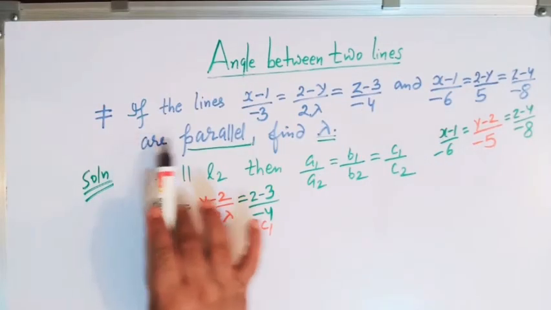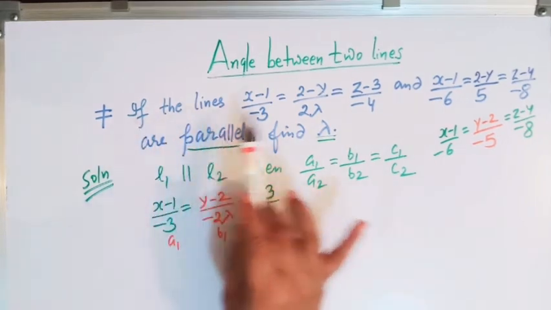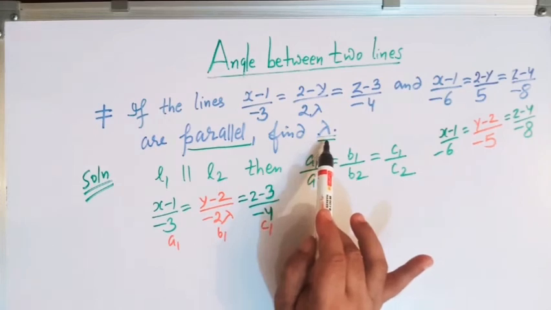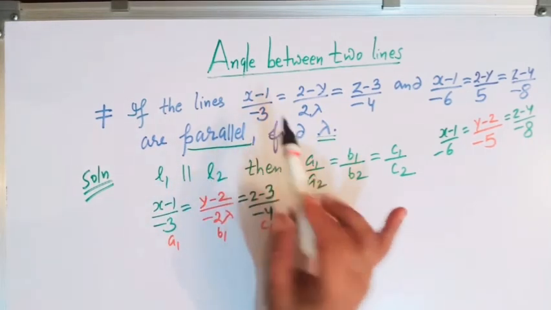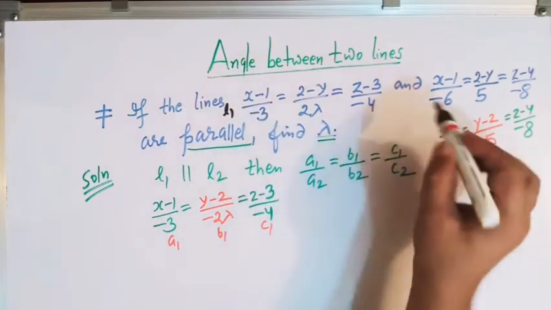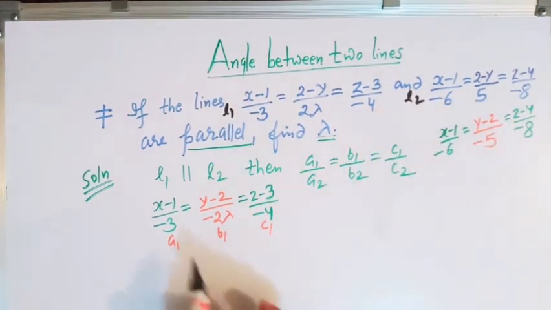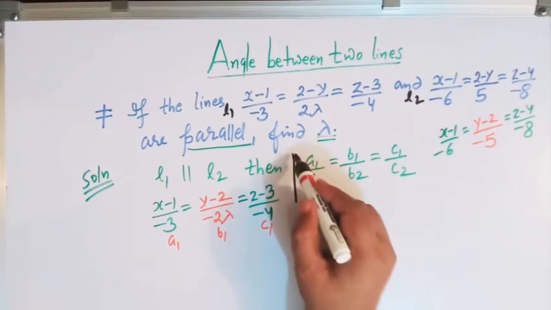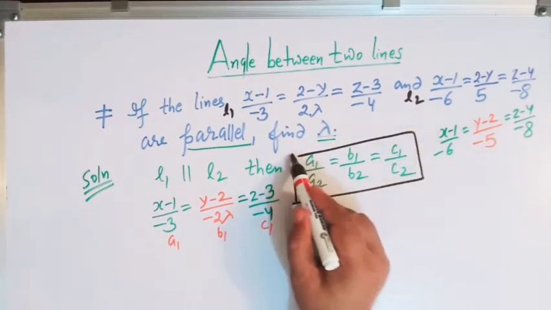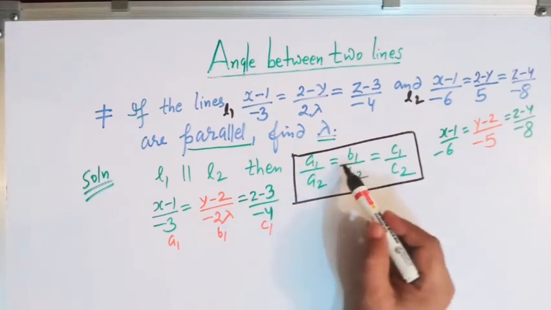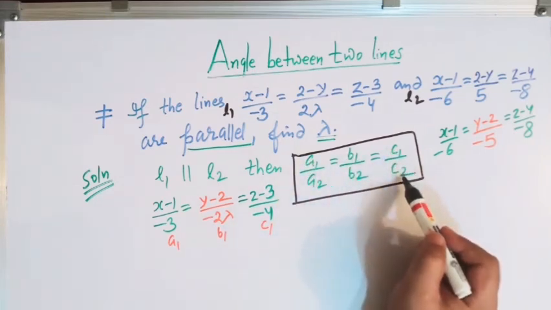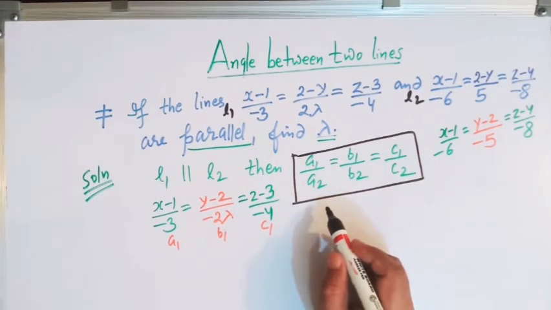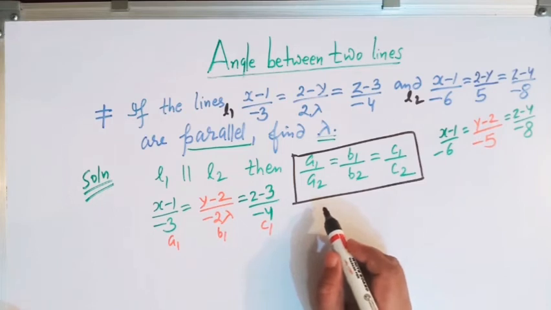Now viewers, let us take this problem. Here, if this line and this line are parallel, we have to find the value of lambda. Now here let us say this line is L1 and this line is L2, and if L1 is parallel to L2, then we have this condition, that is a1 by a2 equal to b1 by b2 equal to c1 by c2, or in other words we can say that the direction ratios of the two lines must be proportional.